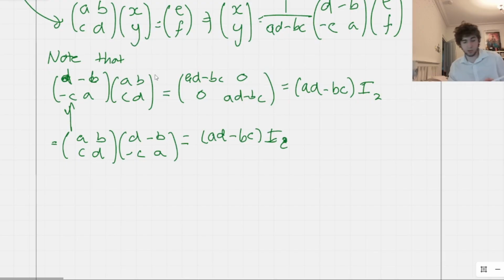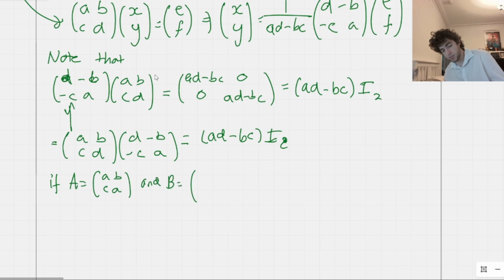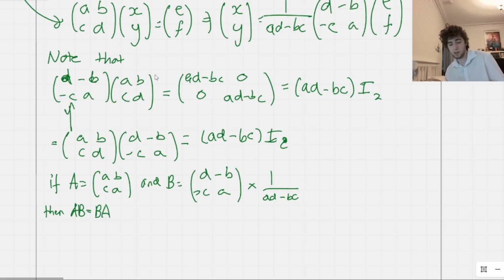But before we do that, we can also say, if A is this matrix [a, b; c, d], and B is the matrix [d, -b; -c, a], and then you scale that by 1 over (ad minus bc), then we have the property that AB is equal to BA, so matrix multiplication there is commutative, and it gives you the 2 by 2 identity matrix.